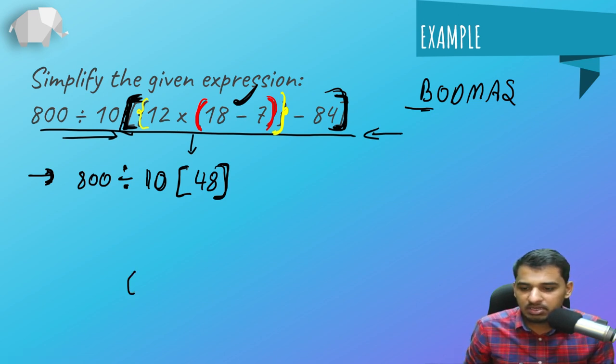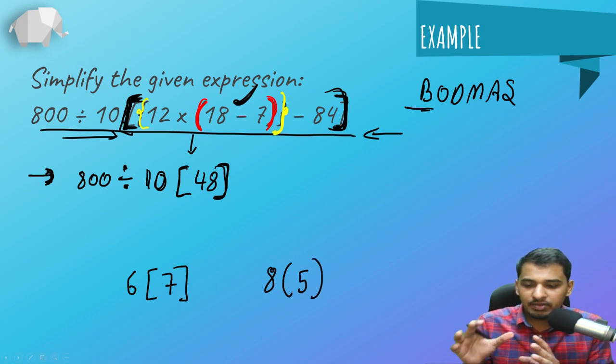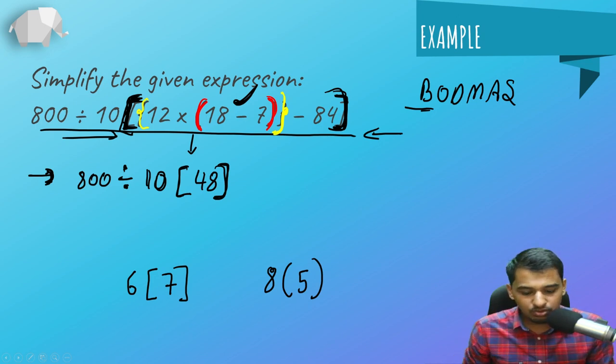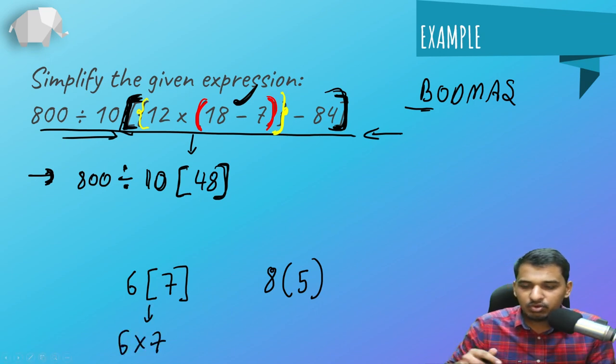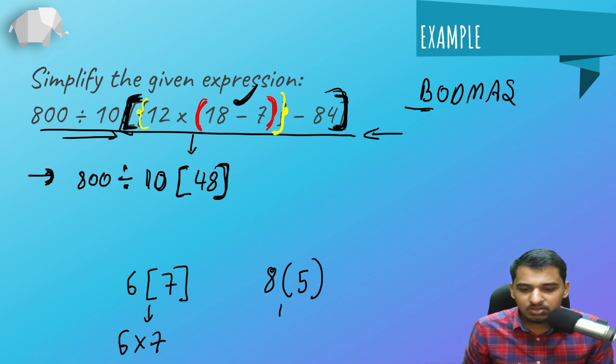Suppose it is written as 6(7), or suppose it has been written as 8(5), something like this. When two numbers are written like this, what you do is put a sign of multiplication and remove the bracket. So this is equivalent to 6 into 7. We removed the bracket and put a multiplication sign there. Similarly, this is 8 into 5.